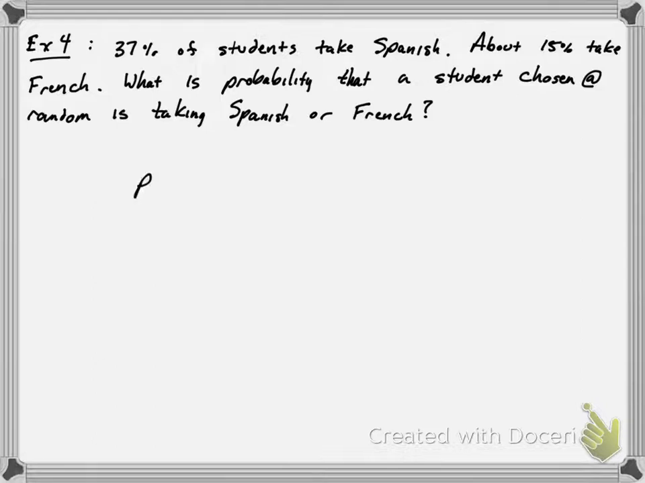So our probability of Spanish or French is the probability of Spanish plus the probability of French. Okay, so what does that mean? That means 0.37 plus 0.15 for a grand total of 0.52. So 52% take either Spanish or French.